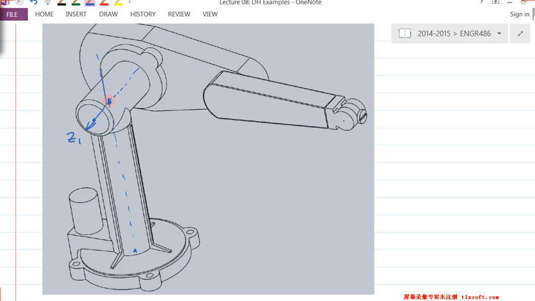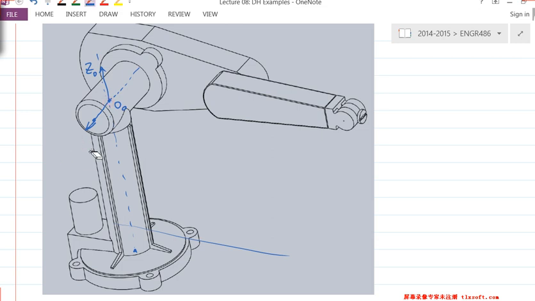No, x naught is not perpendicular to the next one. It's the next x1 that should be perpendicular to z naught. So the second frame, z1, is along this axis now. Where should we assign this z1 axis, and the frame one? Your choice is infinite, but we can assign frame one the same origin as frame zero, so I can assign my z1 at the same location.